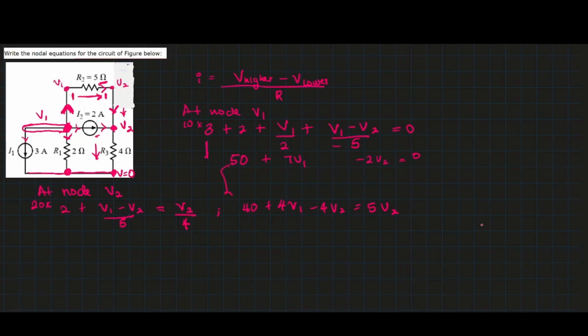As you can see, these are both simultaneous equations. You can solve them in your calculator. V1 will be equal to minus 6.173 and V2 will be equal to 1.46 volts. This is simply the answer.